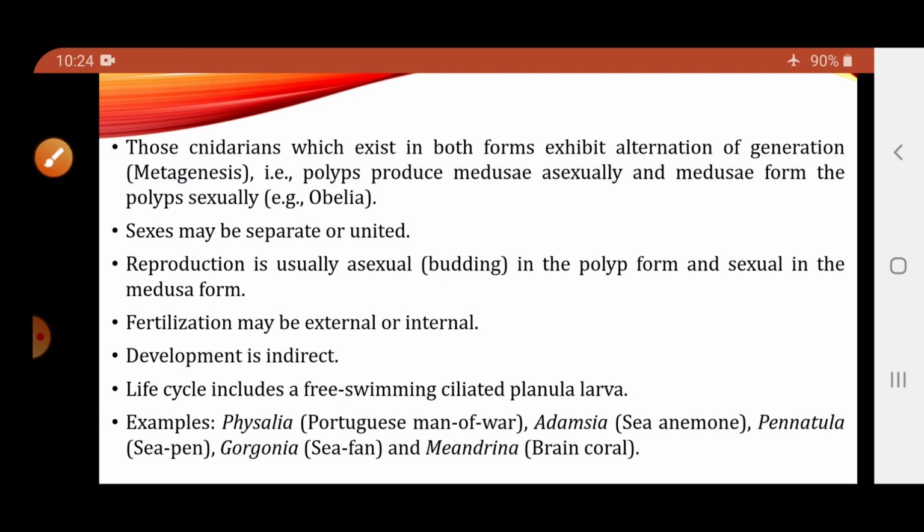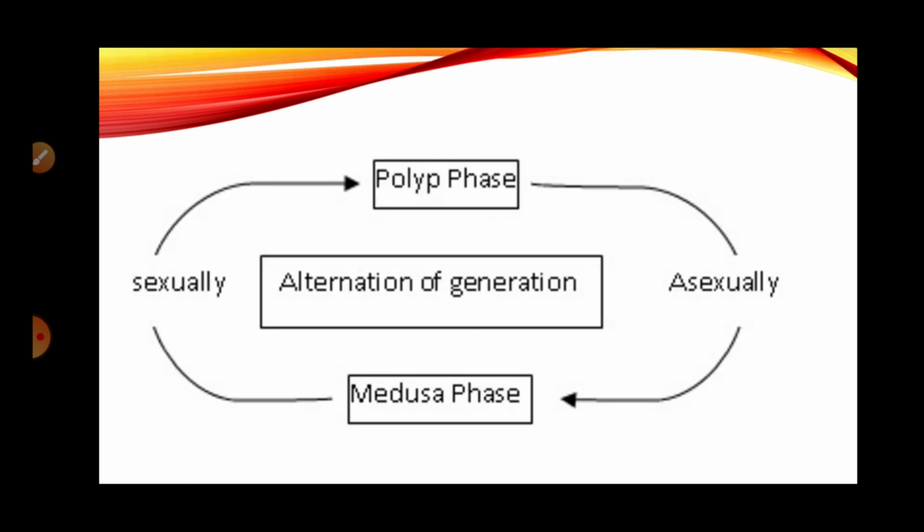Now at the end some examples are given, very important, their common name as well as their scientific name. Physalia, whose common name is Portuguese man of war. Adamsia, whose common name is sea anemone. Pennatula, whose common name is sea pen. Gorgonia, whose common name is sea fan. And Meandrina, whose common name is brain coral.